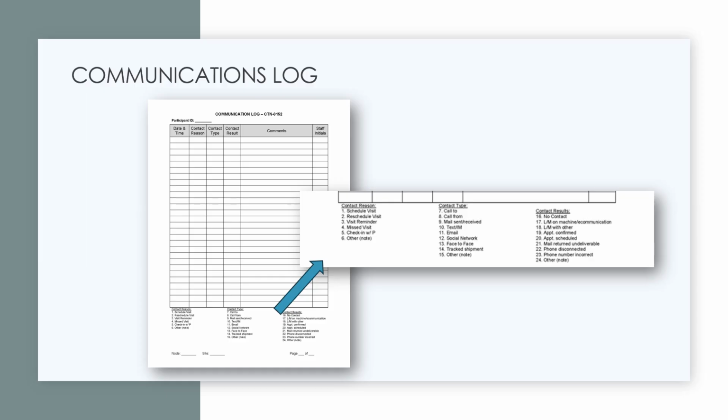However, this should not be used to document information from the contact that is significant medically, clinically, or for continued study participation. For example, if the contact yields information that the participant has been arrested and will be incarcerated for 6 months, that information should be documented on a general progress note, not in the comments section of this log. Finally, study staff should initial each entry as it is documented.